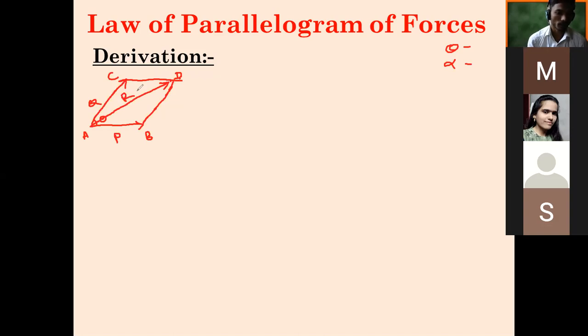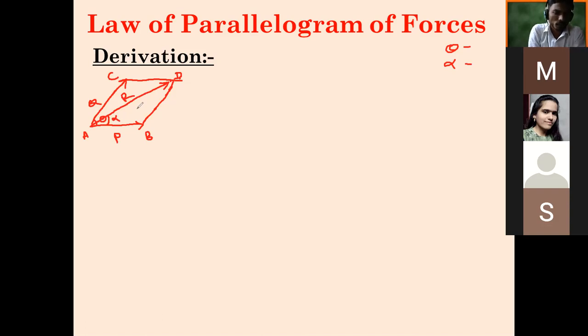The angle made by the resultant with one of the forces we are calling alpha. So here we are not calling it theta, we are calling it alpha. Now we have to derive a relation to find this R. In the method of resolution, R is equal to the square root of summation Fx square plus summation Fy square. Similarly, we have to find the formula for R here.